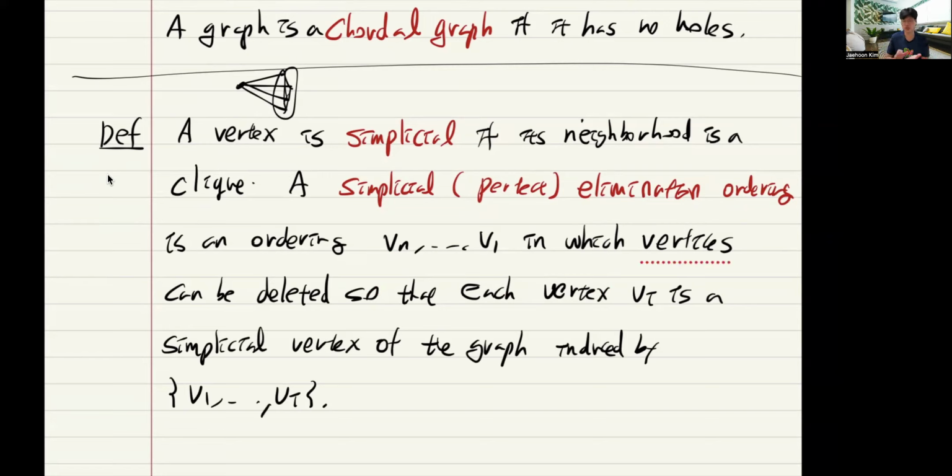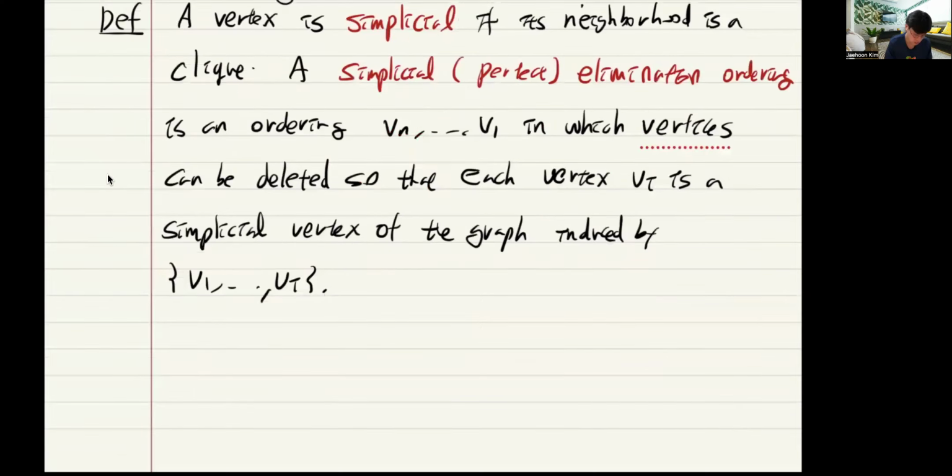So how do you do it? You take a graph, and then you take a simplicial vertex and delete it. And you take another simplicial vertex and delete it, and again. And these are the order of deleting. This was the one that's deleted first, and the second and third. So that's a simplicial elimination ordering.